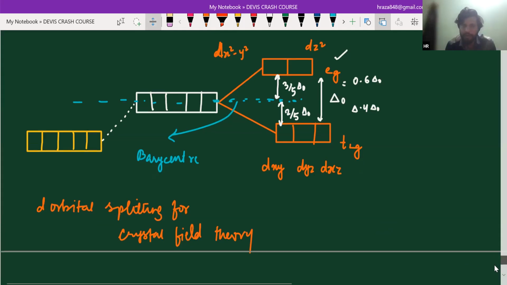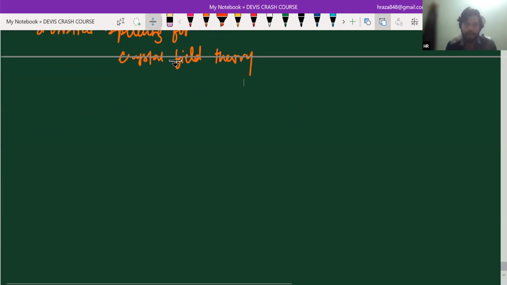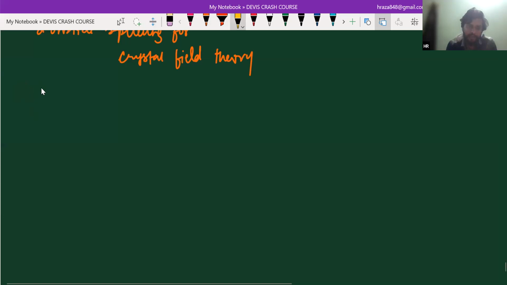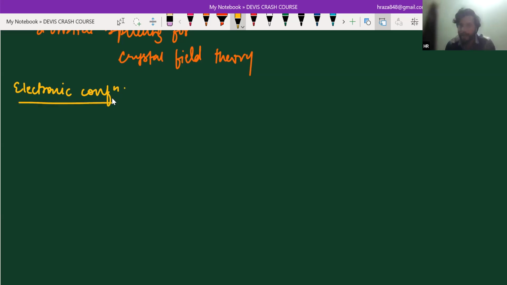Important to study here. Before that, I would like to explain this electronic configuration. This configuration also depends on the strong field ligand as well as the weak field ligand. So first, before that, just do the electronic configuration. If we have a number of electrons, I'm going to write here: if you have only one electron, then two electrons, 3, 4, 5, 6, 7, 8. We will do up to 10.